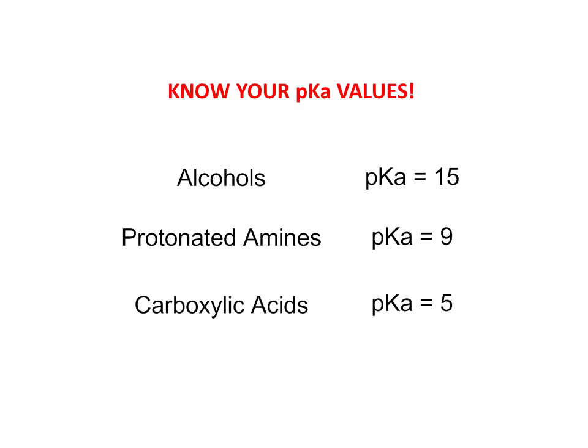Alcohols roughly with a pKa of 15, protonated amines roughly with a pKa of 9, and carboxylic acids roughly with a pKa of 5. If you know these values off the top of your head, you're going to make better decisions in terms of rationalizing how reactions can take place if you're writing out a mechanism, and importantly, how to rank different molecules in terms of their acidity.